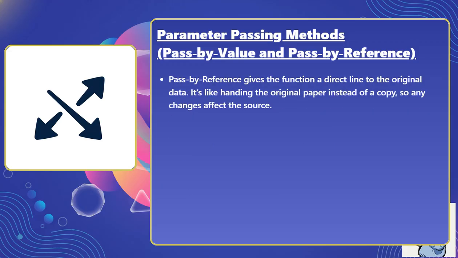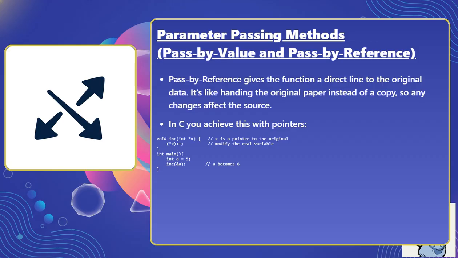Pass by reference gives the function a direct line to the original data. It's like handing the original paper instead of a copy, so any changes affect the source. Void inc takes a pointer to integer x. Inside inc, the value pointed to by x is incremented, modifying the real variable. In main, an integer a is set to 5, inc is called with the address of a, and a becomes 6. Alternatively, void inc takes an integer reference x and increments x.